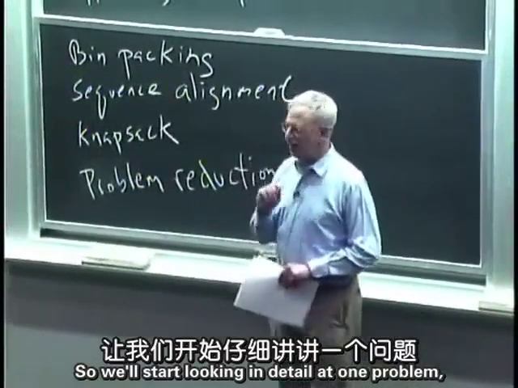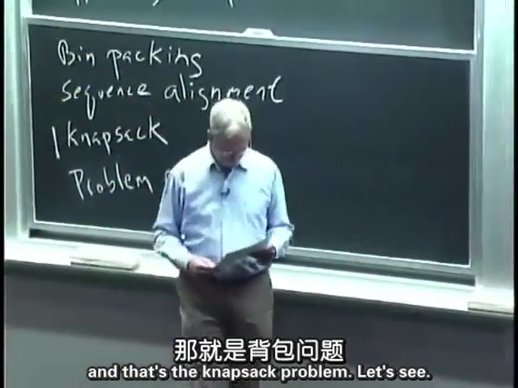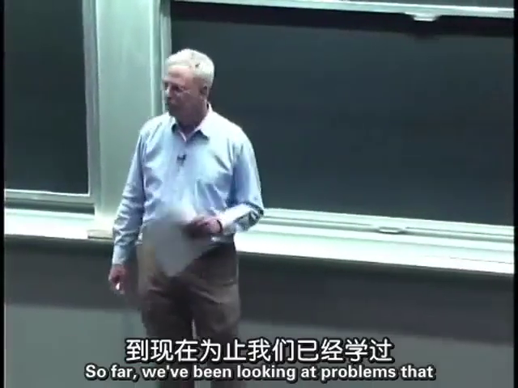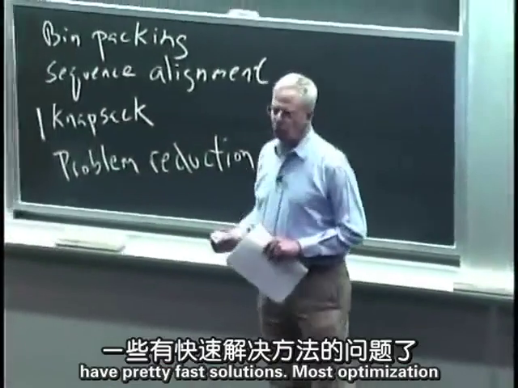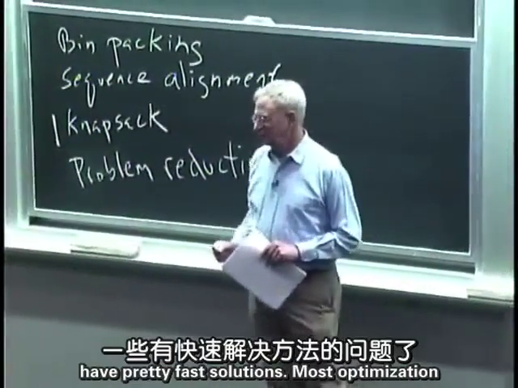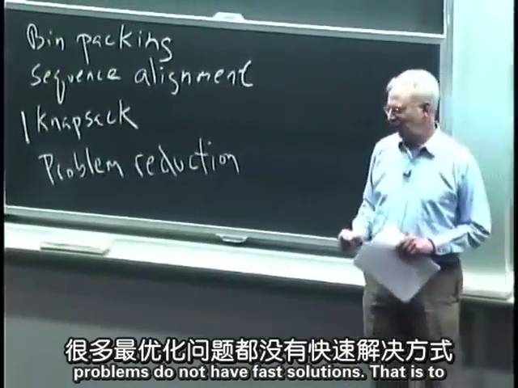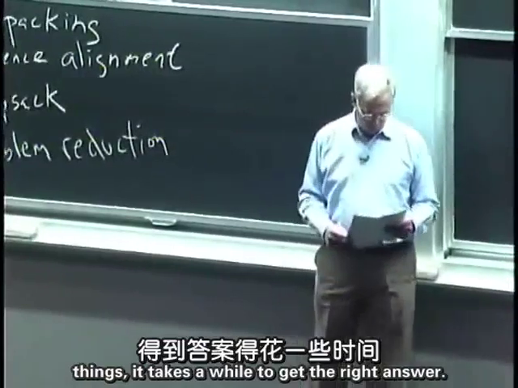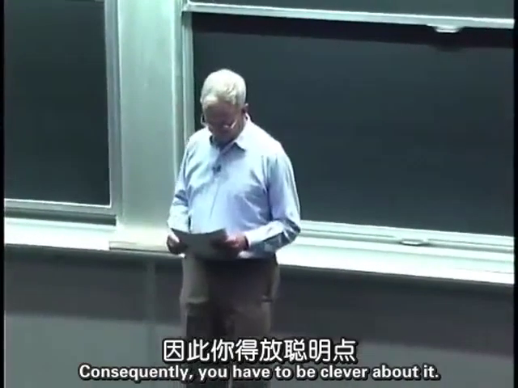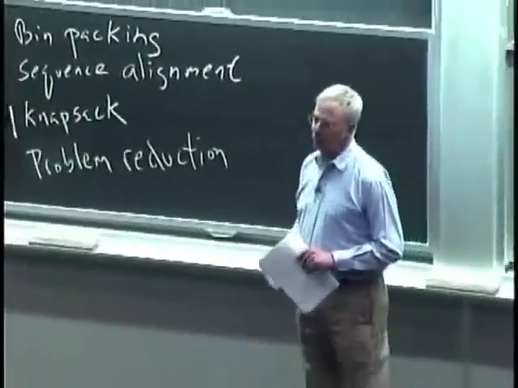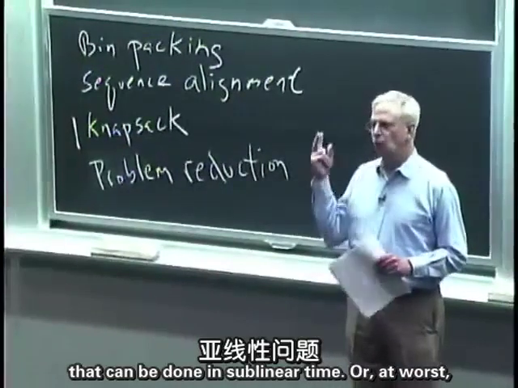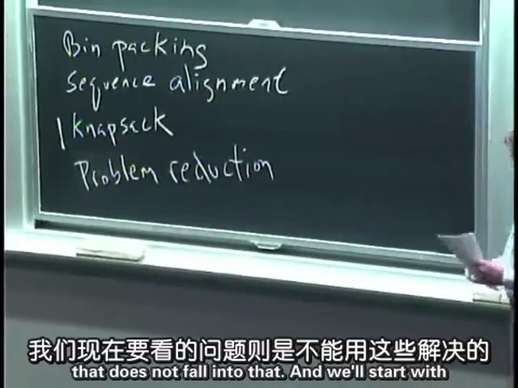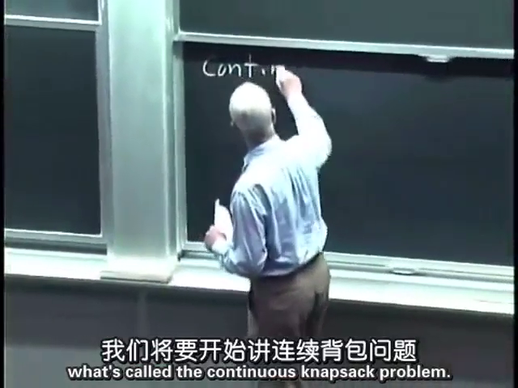So we'll start looking in detail at one problem, and that's the knapsack problem. Let's see, where do I want to start? Oh, yes, okay. So far, we've been looking at problems that have pretty fast solutions. Most optimization problems do not have fast solutions. That is to say, when you're dealing with a large set of things, it takes a while to get the right answer. Consequently, you have to be clever about it. Typically, up till now, we've looked at things that can be done in sublinear time, or at worst, polynomial time. We'll now look at a problem that does not fall into that. And we'll start with what's called the continuous knapsack problem.